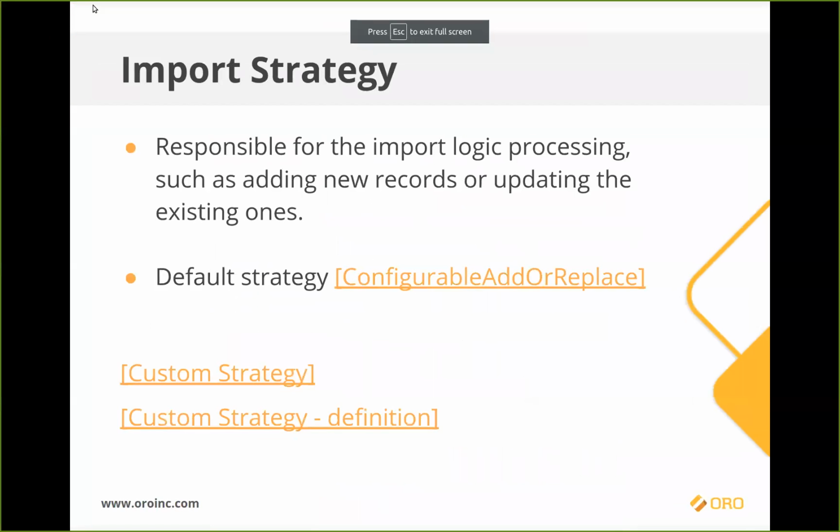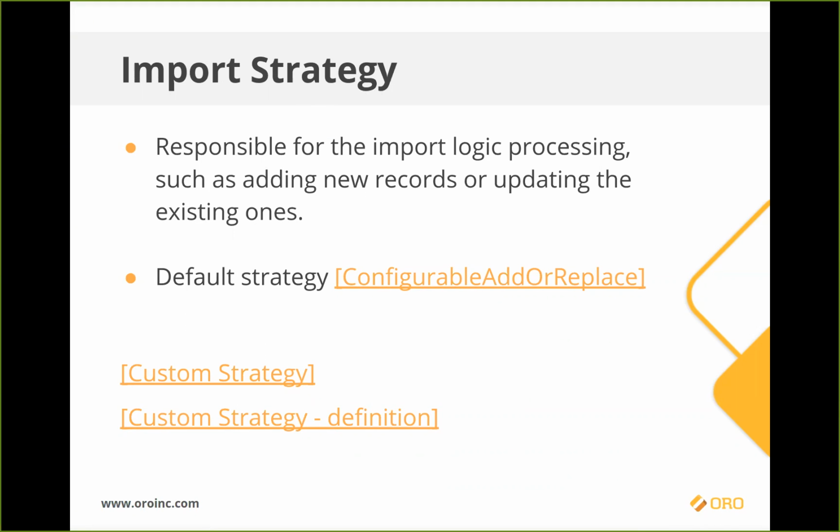At the very end, we have the import strategy. So when we think about import, we have the CSV file. We read every row of the CSV. We convert it to the multi-dimensional array with the data converter. We denormalize it to the object, and then we have the strategy. So we have the object already, with the field properties from the CSV row, and what to do with it. By default, we'll be using the configurable add or replace strategy.